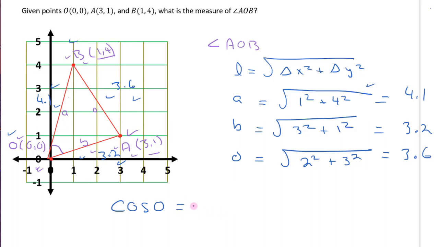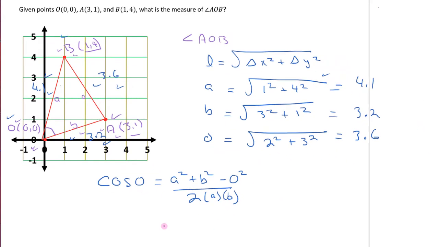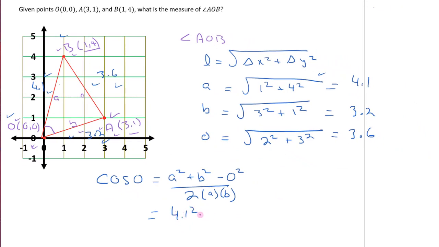That means I have to use the formula cosine of O is going to equal A squared plus B squared minus O squared, all divided by 2AB. I can plug in what I know. I know A is 4.1, I'm going to square that. B is 3.2, again, squared, minus O, which is 3.6, squared, over 2 times A, which is 4.1, and B, which is 3.2. I'm going to plug this into my calculator and determine what cosine of O is going to equal.